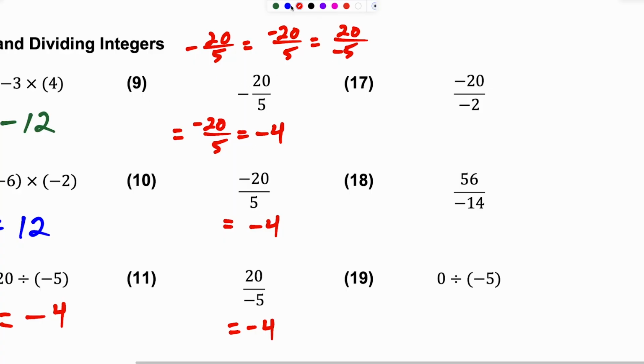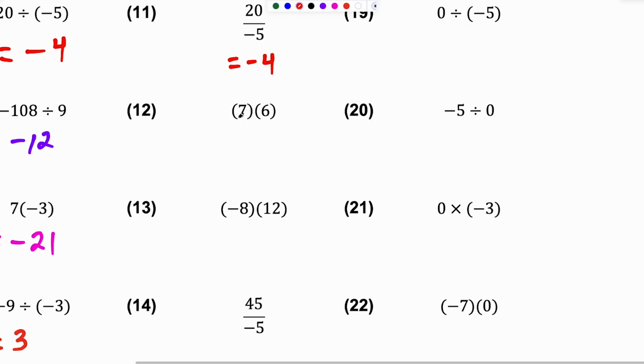Another way to see question 9, so I'll write it out one more way. Negative 20 over 5, that's the same thing as saying negative 1 times 20 over 5. And if we work this out, that's negative 1 times 4, and negative 1 times 4 is, once again, negative 4. Next up, question 12, we have 7 times 6, and that we just have to know our times table. 7 times 6 is 42.